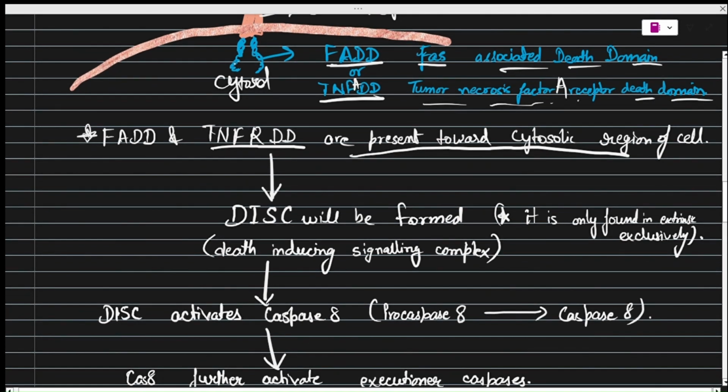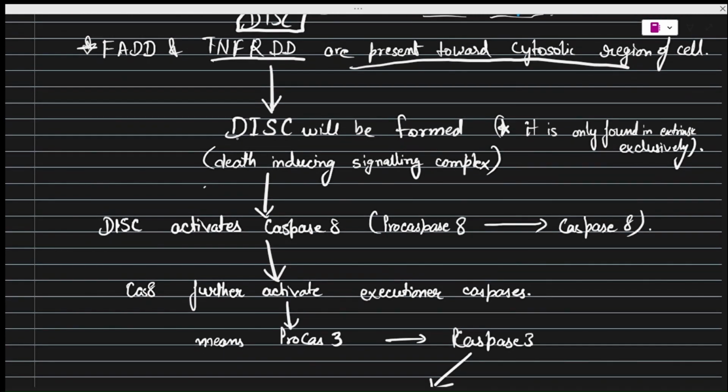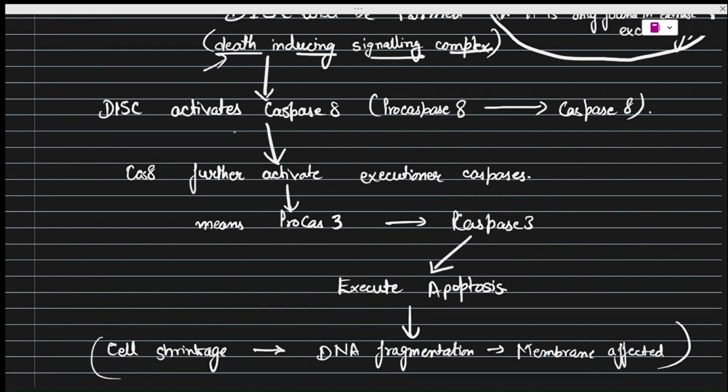Then they will form DISC, whose full form is death-inducing signaling complex. This DISC is the characteristic feature of the extrinsic pathway. DISC will activate and convert pro-caspase 8 into caspase 8, and this caspase 8 will go further and activate pro-caspase 3 by converting it into caspase 3, and this caspase 3 will execute the apoptotic signal.